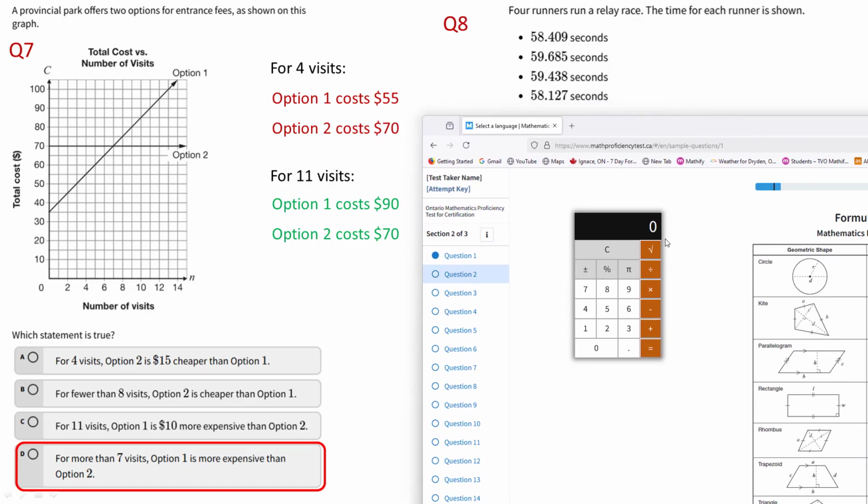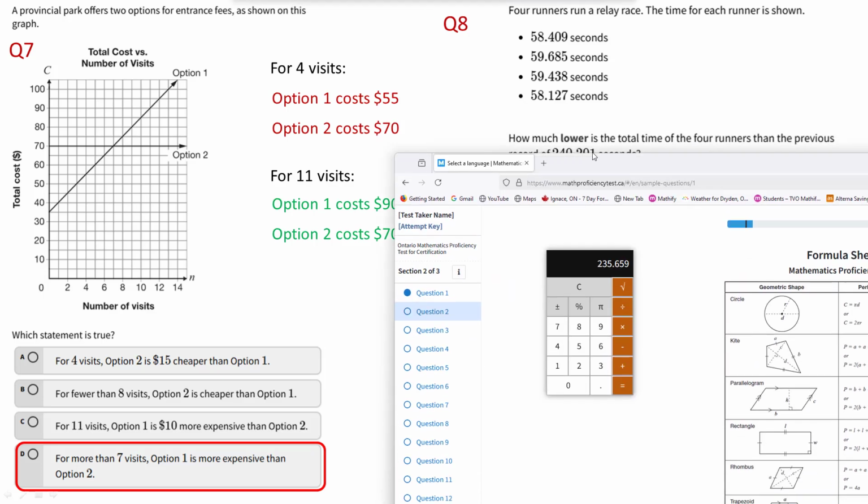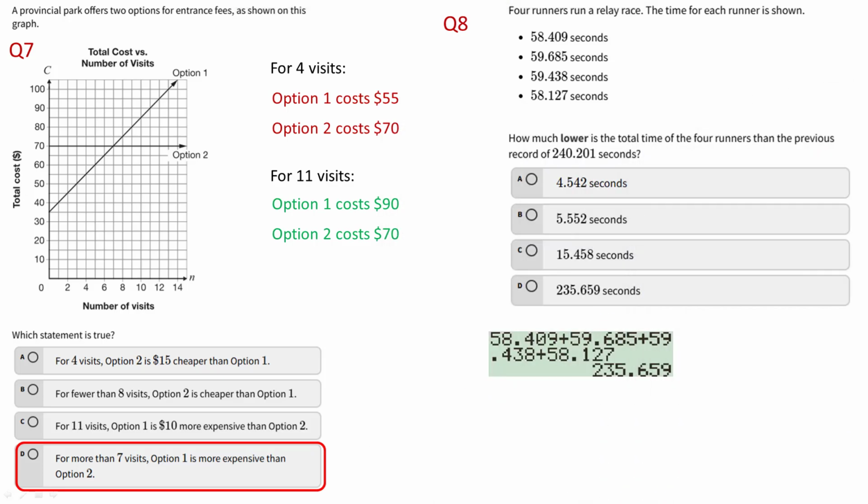There we go. So I would go 58.409 plus 59.685 plus 59.438 plus 58.127 equals, and that's the same 235.659 that I got there. Okay, so that's how you do that with the calculator.